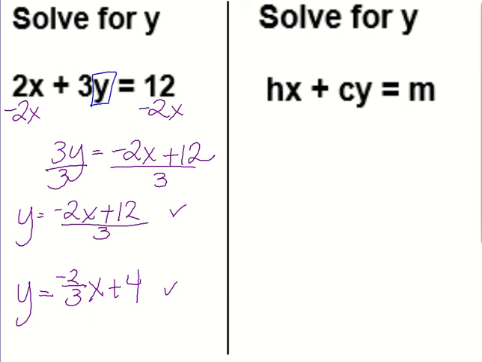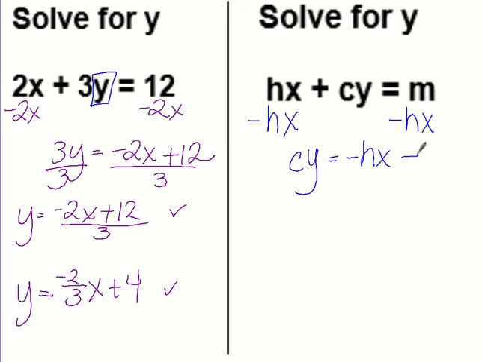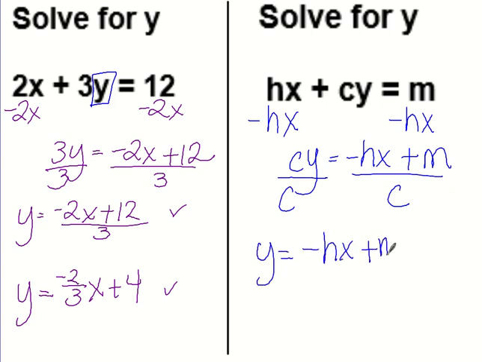So hopefully the first thing you did was subtract our hx, because that's what we did here. We moved our x first because we want to leave the y alone. So we would get cy equals, and we can set it up the exact same way we did in the last one. Put that x in front. And just like we divided by 3 here, instead we're going to divide by c here. And we're going to get y equals negative hx plus m over c.